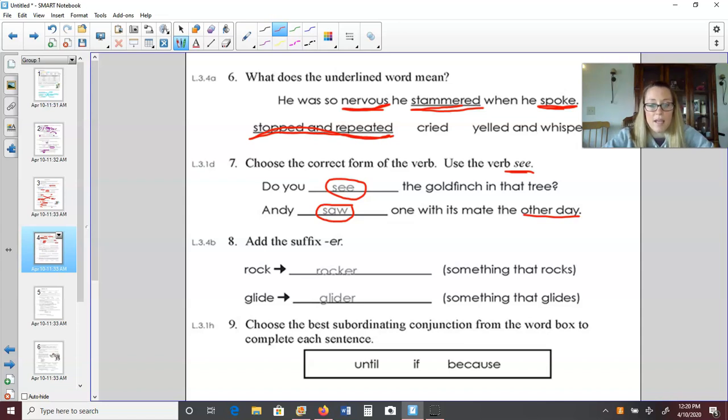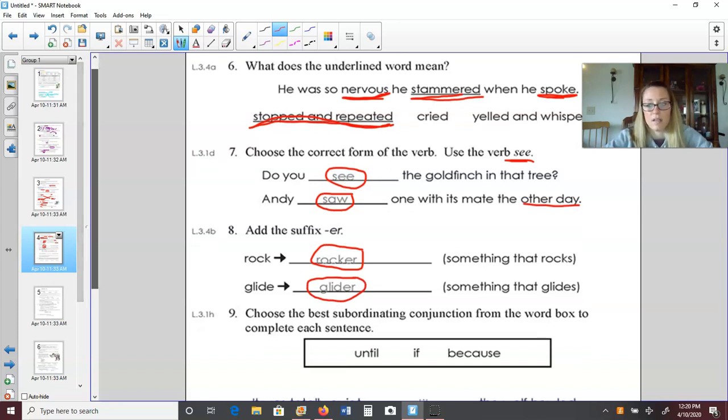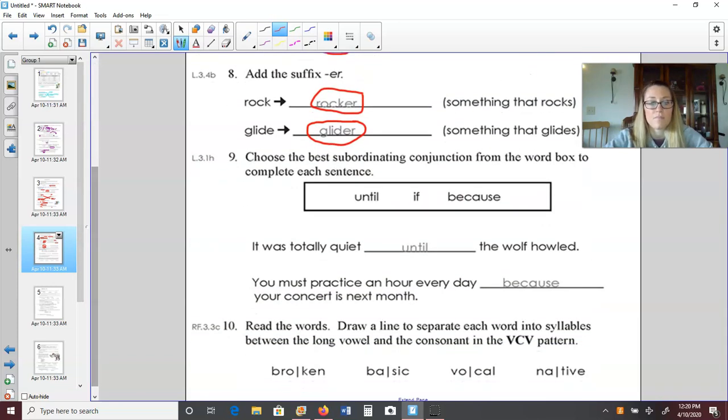Number eight, adding our suffix er. So something that rocks is a rocker. A rocking chair is a rocker. And something that glides, we add the ER suffix to make glider. Glider and rocker.